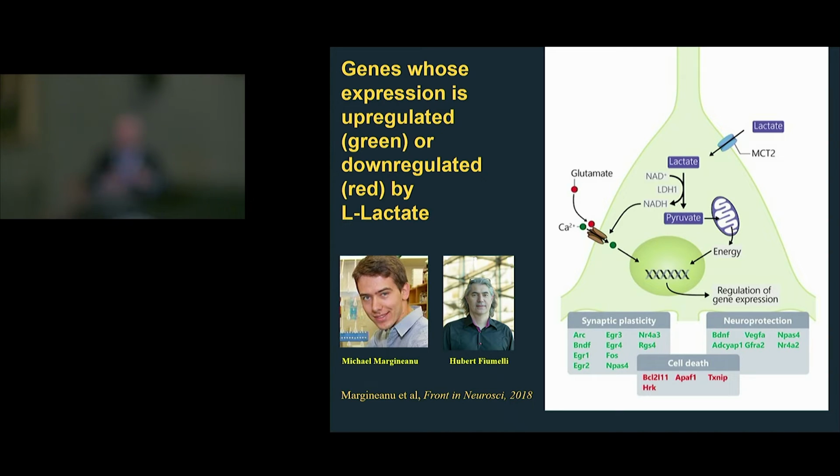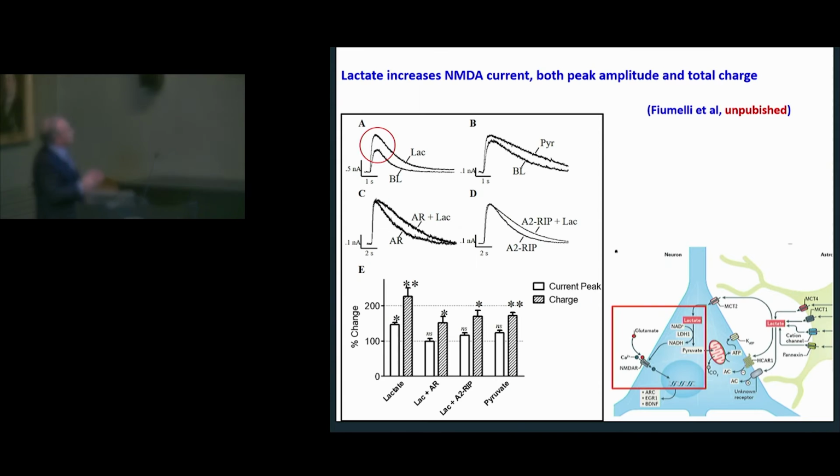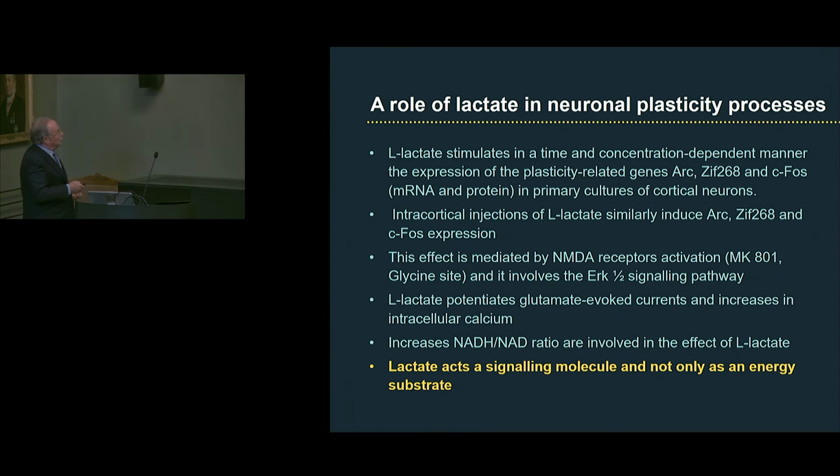So that will bring me to the final part of my talk related to the role of lactate and neuron-glia metabolic coupling in neuroprotection in addition to memory. And this is very recent data. What we see is that lactate increases the peak of an NMDA current. And so therefore it means that the NMDA current is much larger, and that triggers, among other things, the induction of genes.